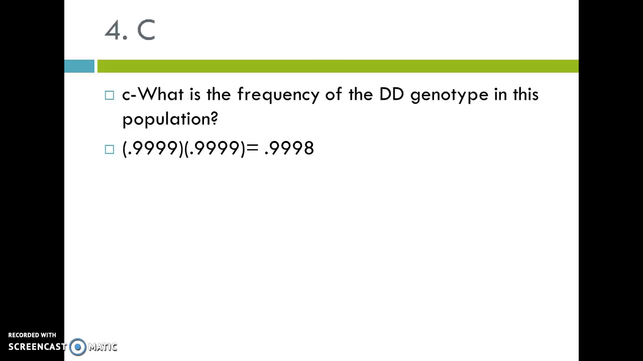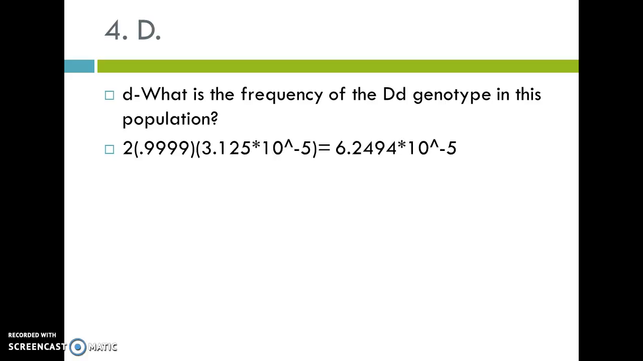4C, what is the frequency of the homozygous dominant genotype in this population? And so we're going to take 0.9999 and multiply it by itself, and we get 0.9998. And 4D, what is the frequency of the heterozygous genotype in this population? So again, we're going to take 2 times 0.9999 times 3.125 times 10 to the negative fifth, and we get 6.2494 times 10 to the negative fifth.